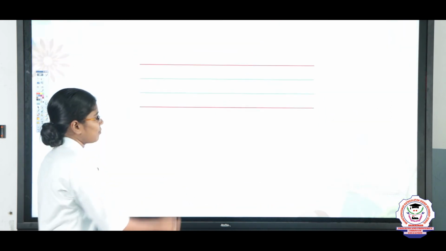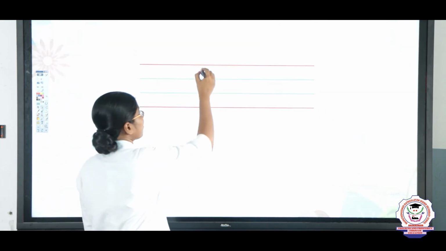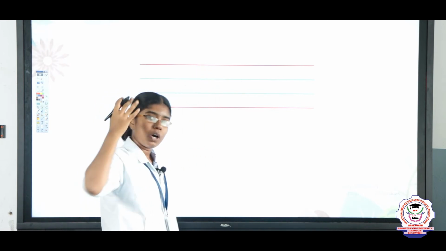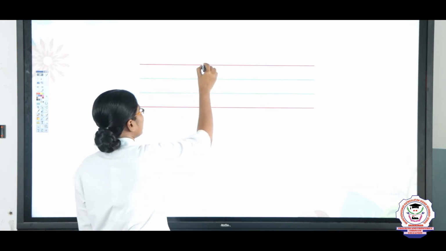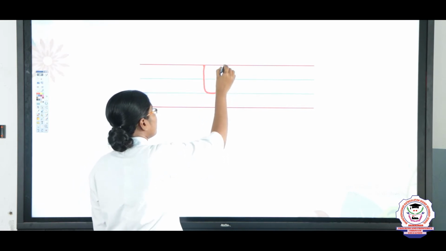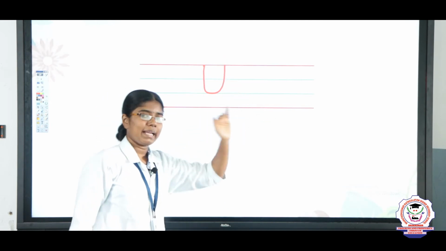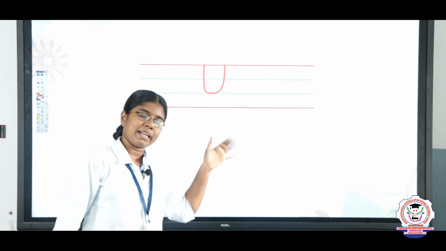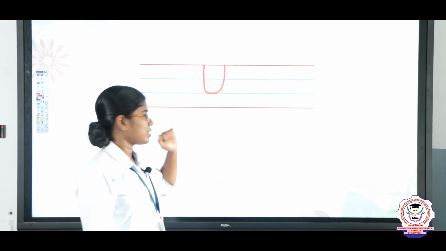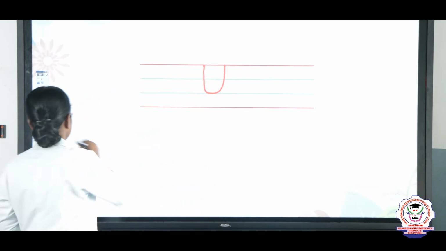Okay, see, let's write the letter U here. Okay, see, keep your pencil on the top red line, good. From here, come down, touch the bottom blue line, and then again go up and touch the top red line and then finish it. Okay, this is the letter U. What letter is that? Yes, U. Good.